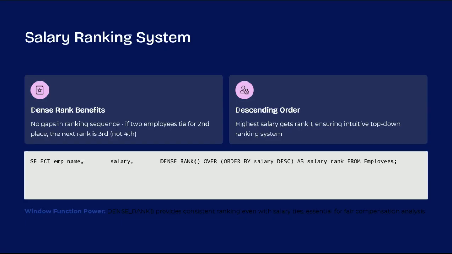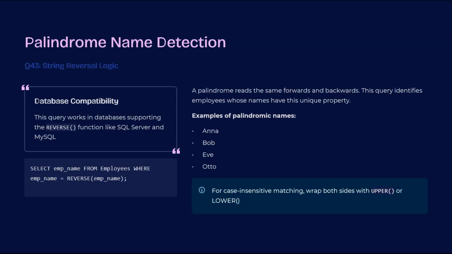Next is salary ranking system. There are no gaps in the ranking sequence: if two employees tie for second place, the next rank is third. The highest salary gets rank 1, ensuring an intuitive top-down ranking system. Select emp_name, salary, DENSE_RANK() OVER (ORDER BY salary DESC) as salary_rank from employee.